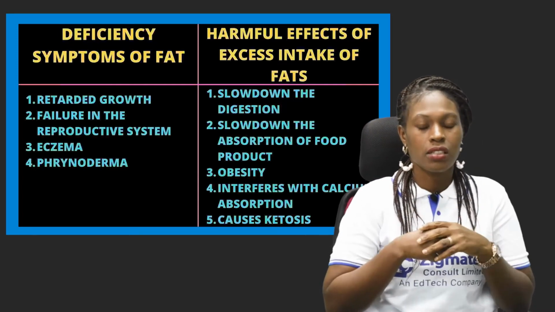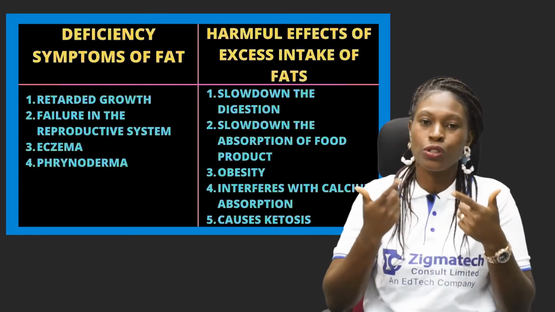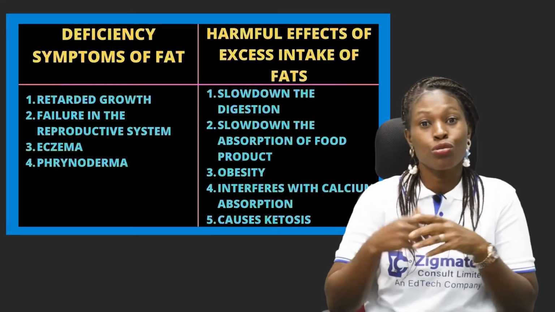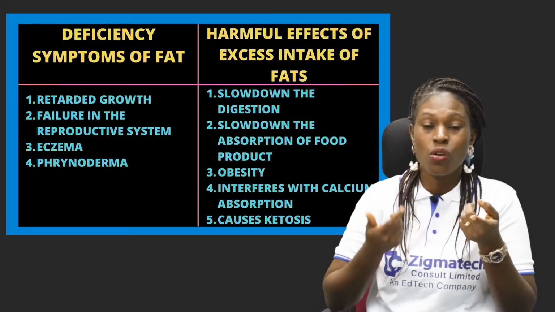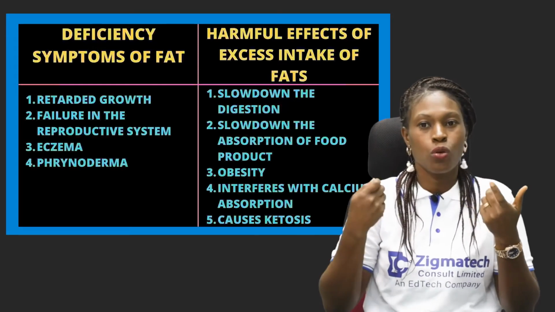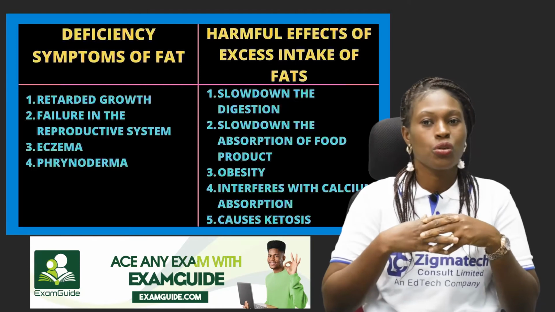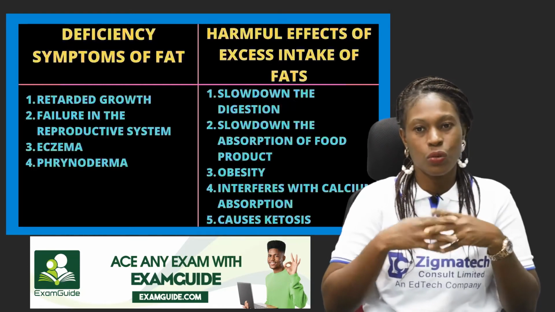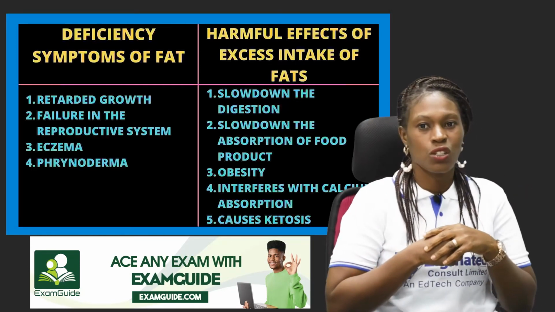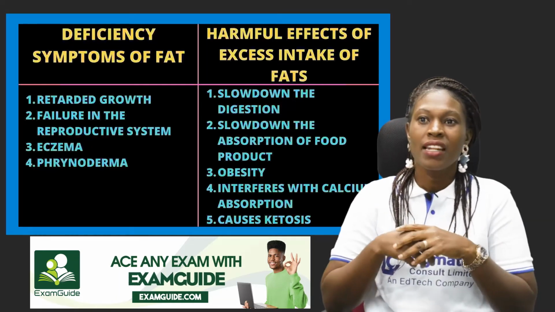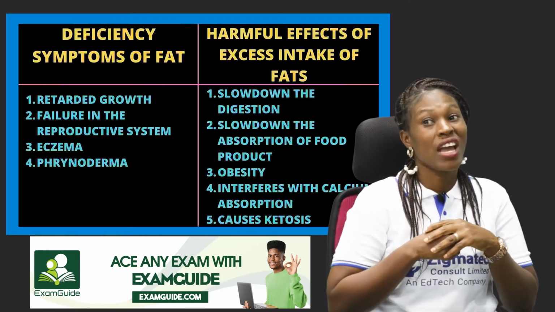It could happen that, reproduction, you need to be able to reproduce. So it could be in your organs, maybe your reproductive system. Let's just put it that way. And also you can be prone to eczema. That's a skin disease as well. Then phrynoderma.